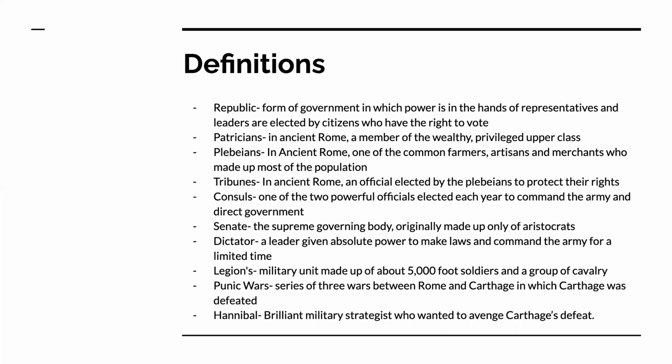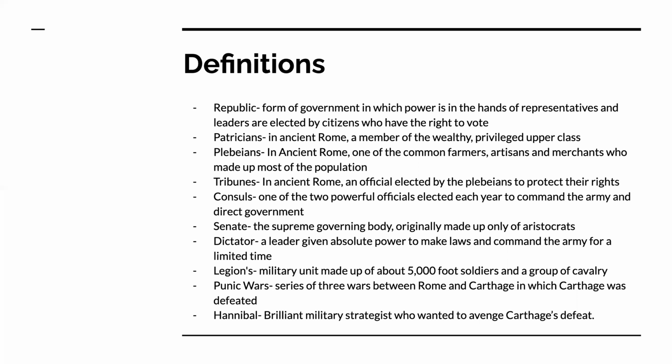You have a group of legions, a military unit that's made up of about 5,000 foot soldiers, and usually a group of cavalry as well. The Punic Wars, a series of 3 wars between Rome and Carthage, in which Carthage is defeated. And then lastly is Hannibal, a brilliant military strategist who wants to avenge the defeat of Carthage. So he's a Carthaginian leader, or military leader.